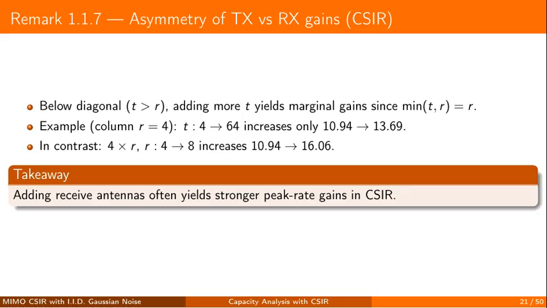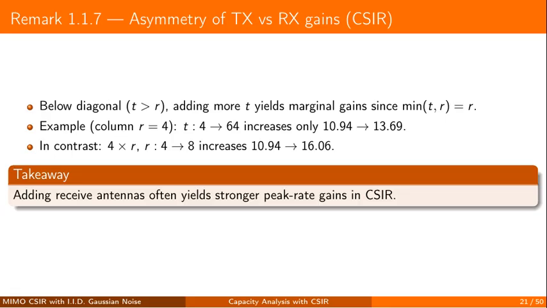There is also an interesting asymmetry between adding transmit and adding receive antennas. Once the transmitter already has more antennas than the receiver, adding still more on the transmit side yields marginal gains, because the bottleneck is the receiver. For instance, with 4 receive antennas, a 16-fold increase in the number of transmitters delivers only a modest gain in capacity, a fraction of what it would suggest.